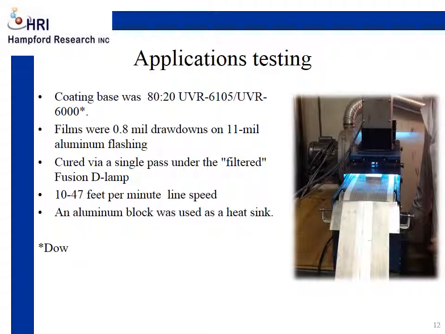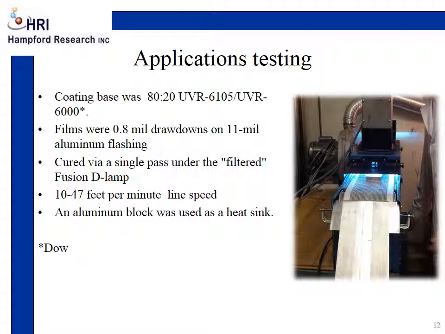So next we wanted to look at this under more real-world conditions. So we made up a standard epoxy formula using common monomers and photoinitiators. Films were drawn down to a thickness of 0.8 mils and cured via a filtered Fusion D lamp. It's important that the light is filtered, that the IR wavelengths are removed, because those produce heat, which in turn will take away the thermal reversibility aspect of the azo dioxide.